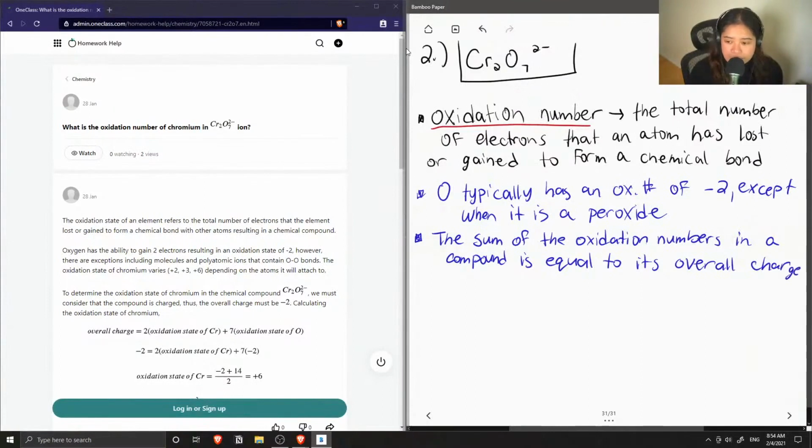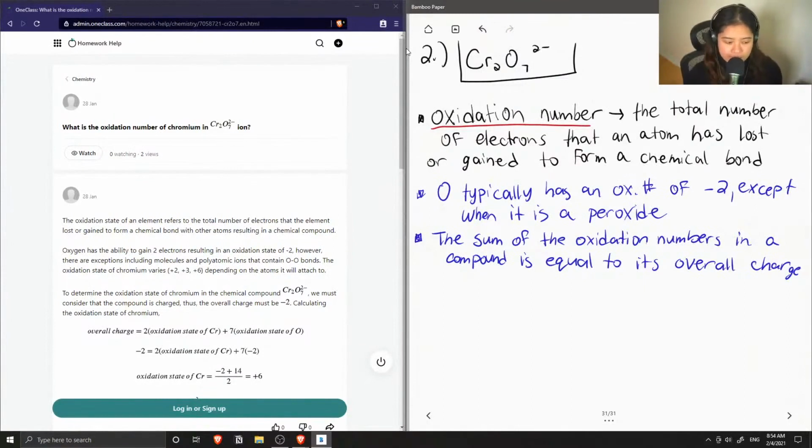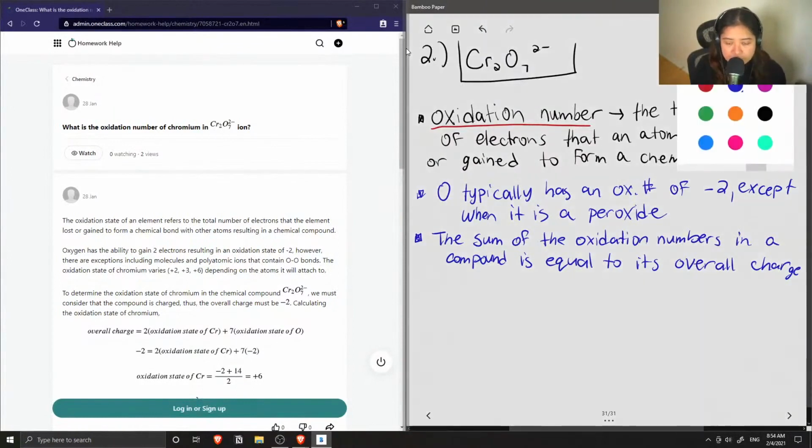So let's say we had a compound that was neutral. If it had an atom that had an oxidation number of +1, then the other atom that it is bonded to would have an oxidation number of -1. So when you add those charges together and get a neutral molecule, the sum of their oxidation numbers will be equal to 0. Okay, so these two rules are helpful in answering this question.